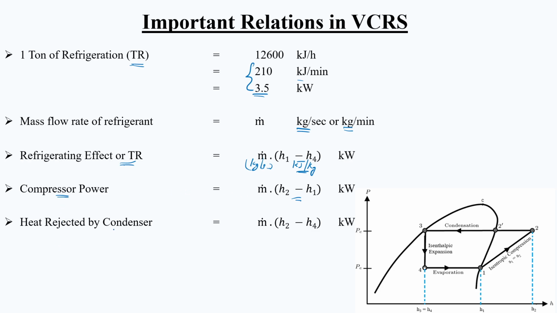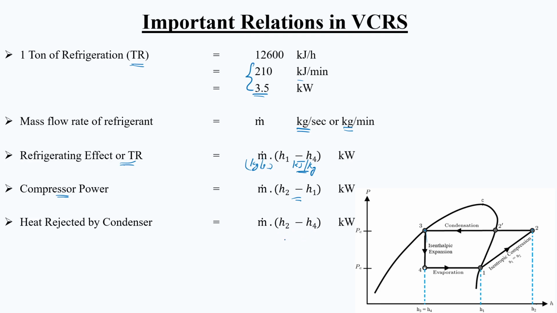Then heat rejected by the condenser. We can see condensation occurs from state 2 to 3, as shown in the pH diagram, at constant pressure and temperature. So heat rejected by the condenser will be given by mass flow rate of the refrigerant in kilogram per second into H2 minus H4 or H3. Here we can see H3 and H4 being the same value, since 3 to 4 is constant enthalpy expansion.